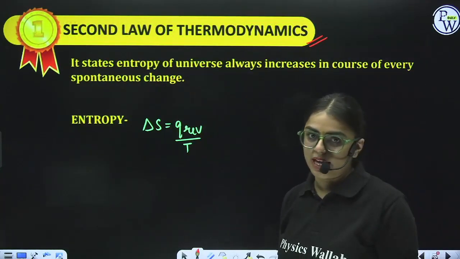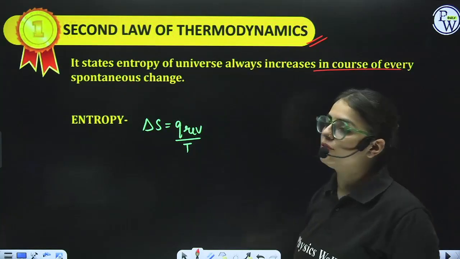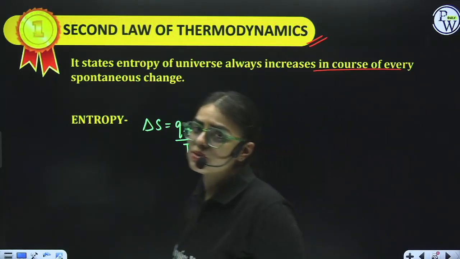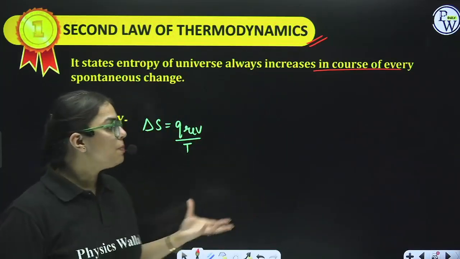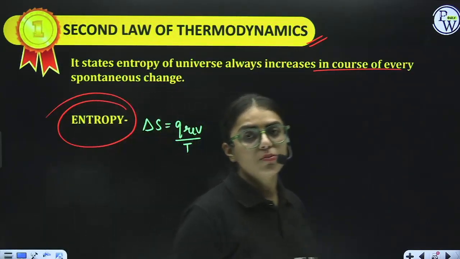What is the second law of thermodynamics? It states entropy of the universe always increases in the course of every spontaneous change. Now what is entropy? It states that it keeps on increasing. It's a positive value. But what is entropy? Entropy, students, is the randomness of the molecules. Randomness of the molecules, right?